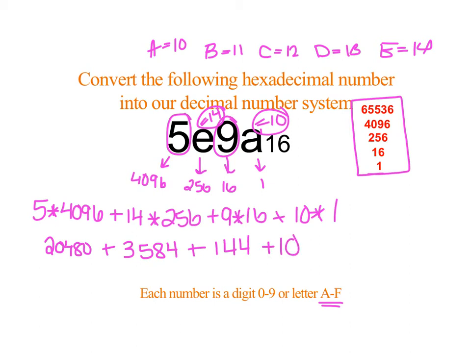If we add all of these together, so we take 20,480 plus 3,584 plus 144 plus 10, we end up with a decimal number that is equivalent to 24,218, and that will be in base 10. So you can see that we can represent 24,218 with fewer digits here in hexadecimal. We can represent it with 4 digits instead of 5. So it allows us to save some space as we are saving numbers and representing numbers.